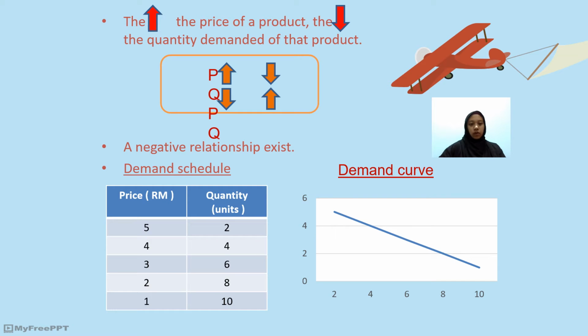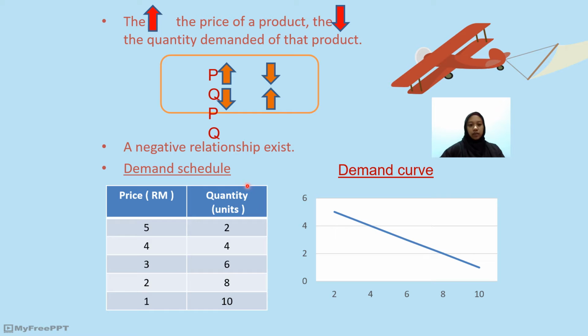Okay, what about the law of demand? The law of demand states that the higher the price of a product, the lower the quantity demanded of that product, and vice versa, which means the lower the price of a product, the higher the quantity demanded of that product. We can say a negative relationship exists.